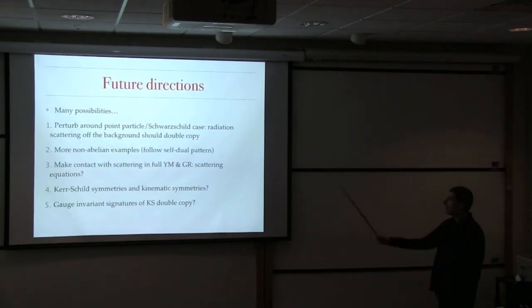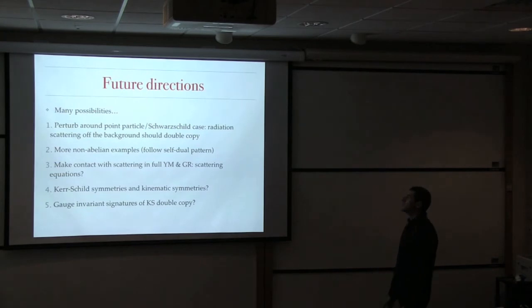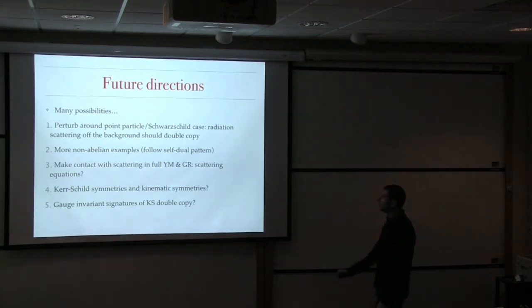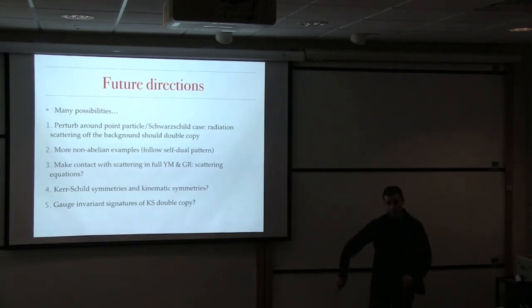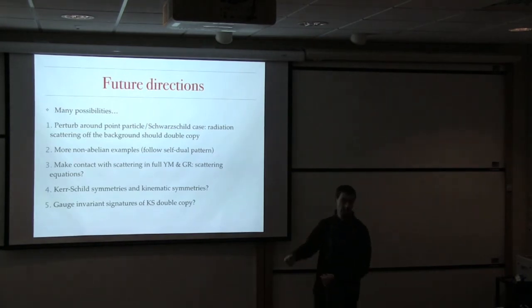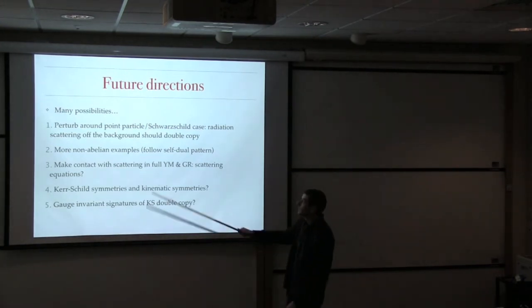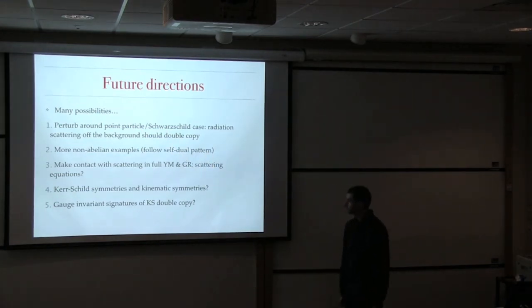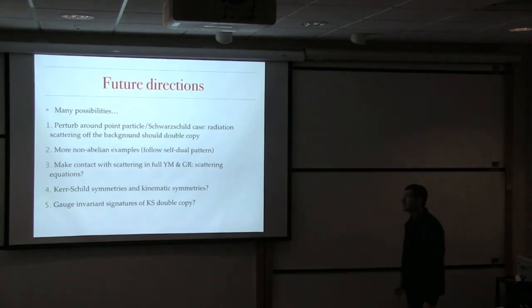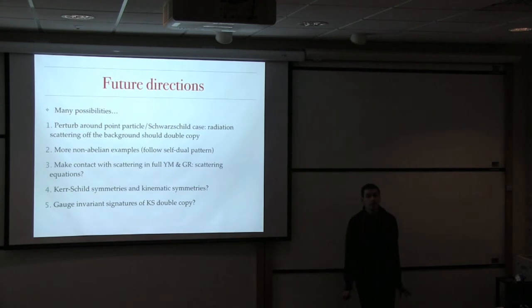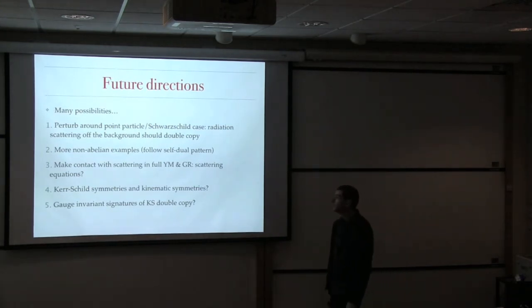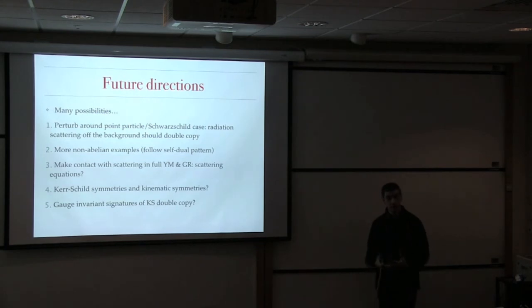Okay, so let me just conclude here. There are many things you can think about doing in the future. One thing I think is particularly interesting is to think about perturbing around the point particle Schwarzschild case. Well, I have in mind trying to build a scattering amplitude perturbed by just shoving in some radiation and seeing the match work on both sides. It'd be very interesting to consider some examples that are really more non-trivial, along the lines I discussed for our self-dual case. I picked a particular K. There could be other Ks that are interesting. This could connect to the scattering equations for this special K.